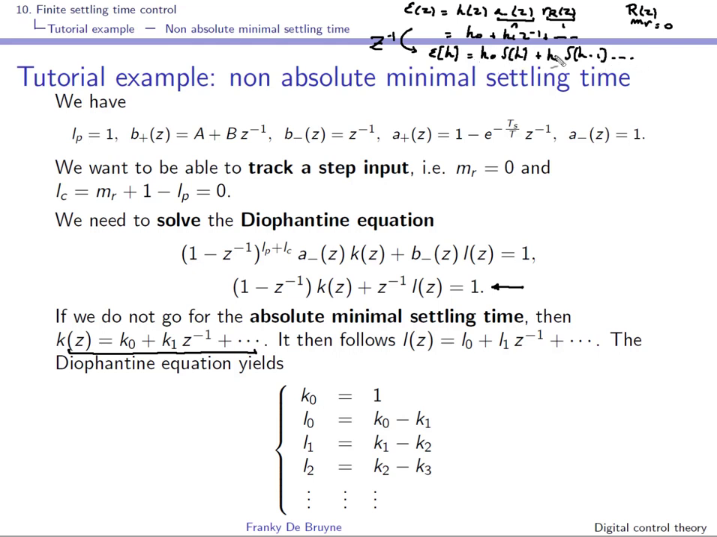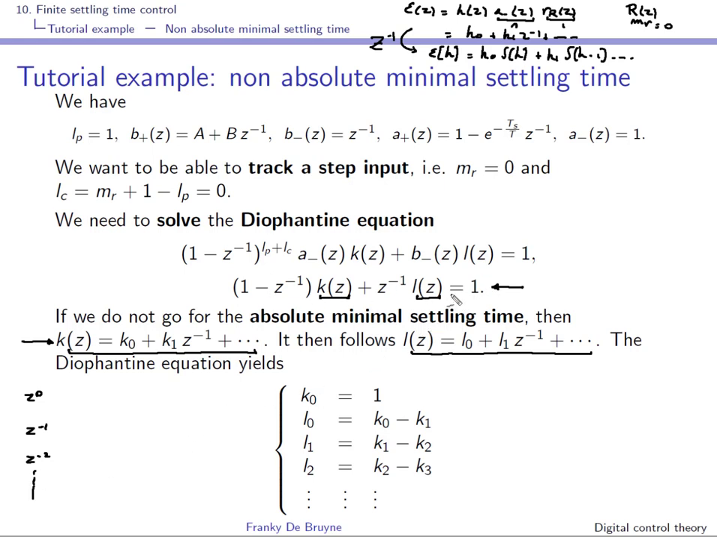So you can select k0, k1 and kind of impose how epsilon k goes to 0 by properly selecting k of z. So if we have chosen k of z, we need now to compute L of z. L of z will also be a polynomial in z minus 1. We have to solve this Diophantine equation, and what we can do is look at the powers of z in this Diophantine equation. We'll look at the powers z to the power 0, z to the power minus 1, z to the power minus 2, and so on.